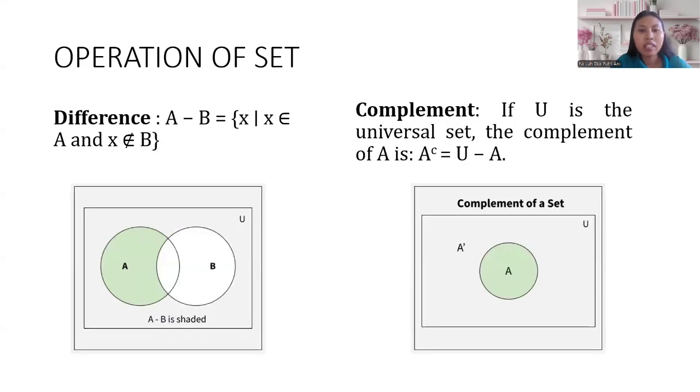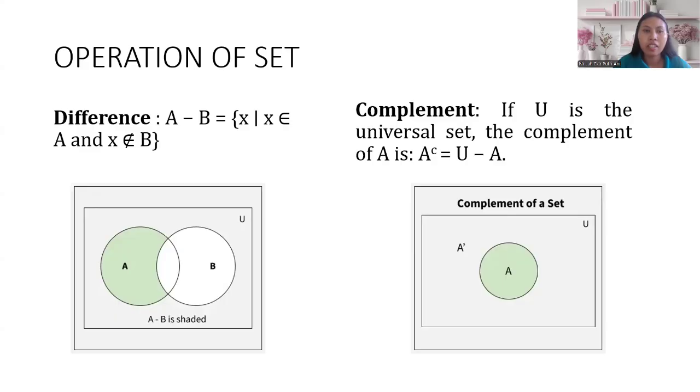Next, difference. The difference of A and B, or A minus B, is the set of all x such that x is an element of A and x is not an element of B. And the last is complement. If U is the universal set, the complement of A, A complement, is the set of all elements in the universal set U that are not in A.